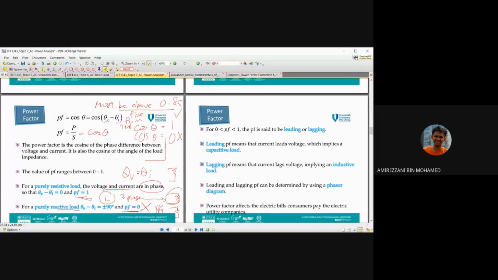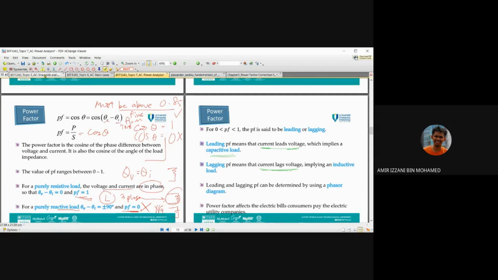This is the range of power factor from 0 to 1. It can be said to be leading or lagging. Leading power factor means that current leads voltage. It's always based on current. Current leads voltage, which implies that we have a capacitive load. For lagging, it means that current lags voltage.